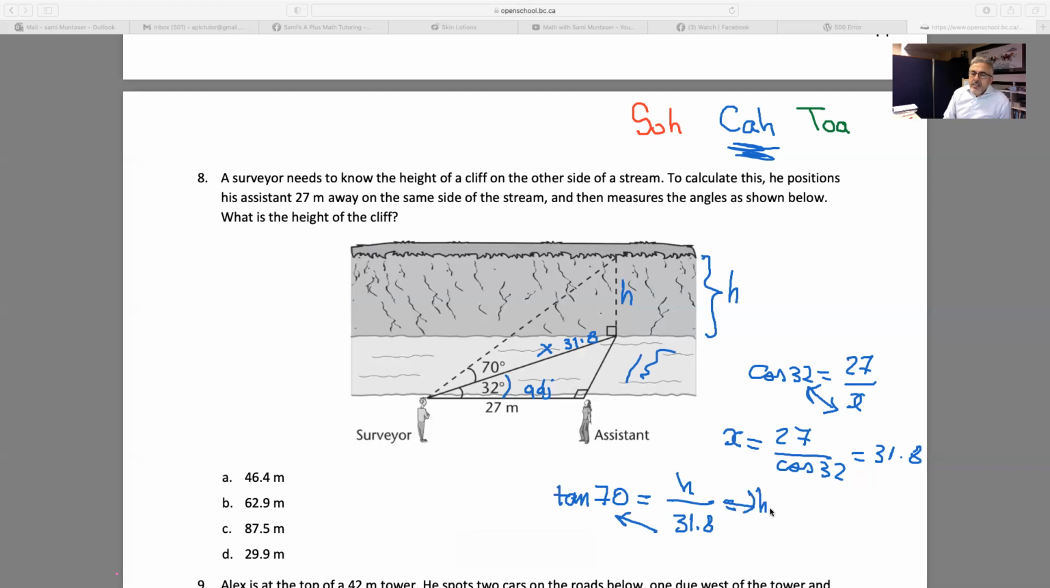And therefore, this is just cross multiply the 31.8 into tan 70. So h would equal 31.8 times tan 70, which is 87.5. So the height would be 87.5, and that's C.